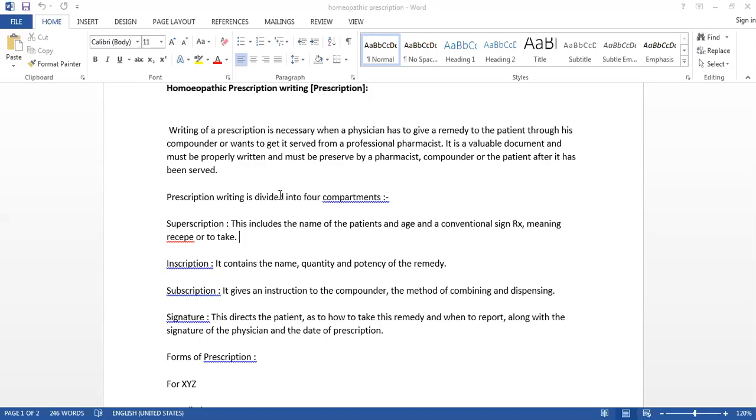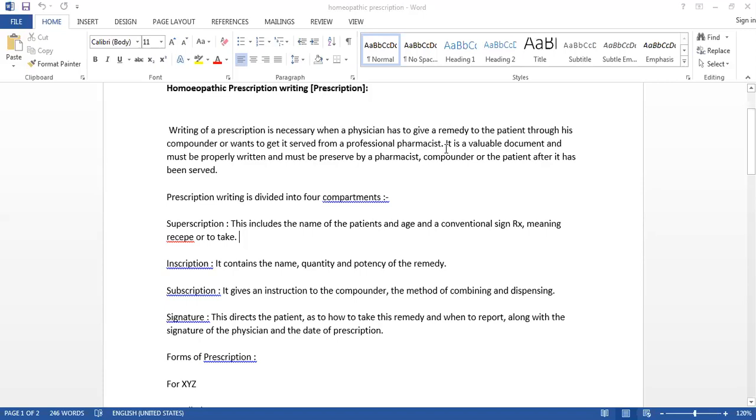Prescription is a written direction given by a physician to his own compounder or any pharmacist for the preparation of medicine, as well as instructions to the patient for the mode of its intake. The writing of a prescription is necessary when a physician has to give a remedy to the patient through his compounder, or wants to get it served from a professional pharmacist.